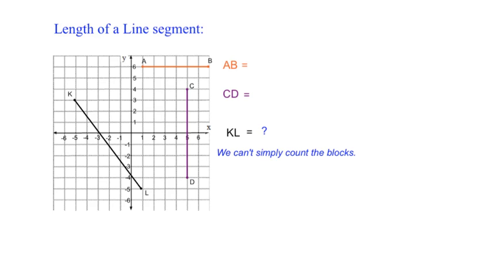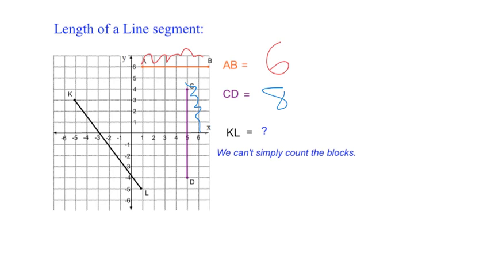Okay, so if you look at AB, the one in red, you can count the squares, right? You can start at A, for example, and just count over, and you would get that there are 6 squares between A and B, so it's 6 units long. CD, you could do the same thing, start at C and count down, and you would find there are 8 squares for that one.